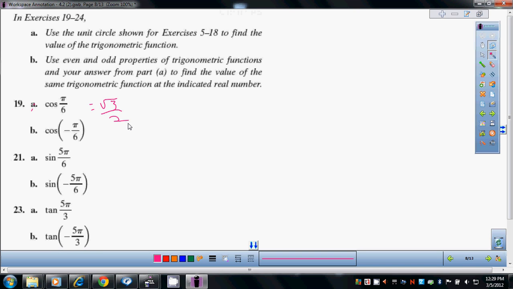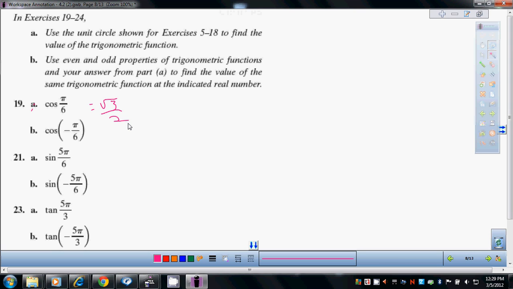You could either, A, find a coterminal angle to negative pi over 6. Does anyone remember how to find a coterminal angle of the negative? You add 2 pi to it. You would just add 2 pi. Negative pi over 6 plus 12 pi over 6.